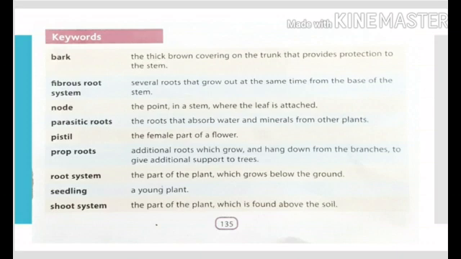Now, what are parasitic roots? The roots which absorb all the water and minerals from the host plant. Dodder is an example of parasitic roots. What is root system and shoot system? Root system is the part of the plant which grows below the ground, and shoot system is the part of the plant that grows above the ground. What is seedling? A young plant is known as seedling.